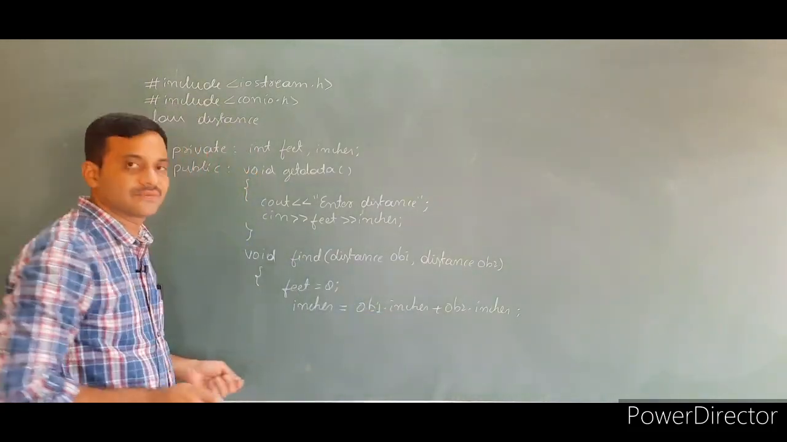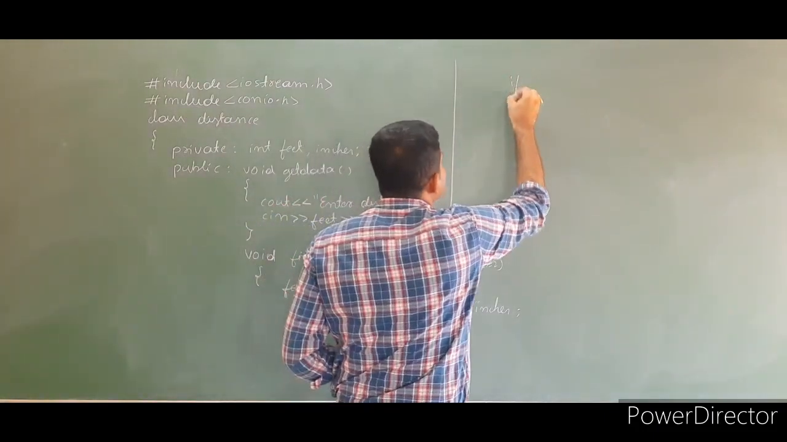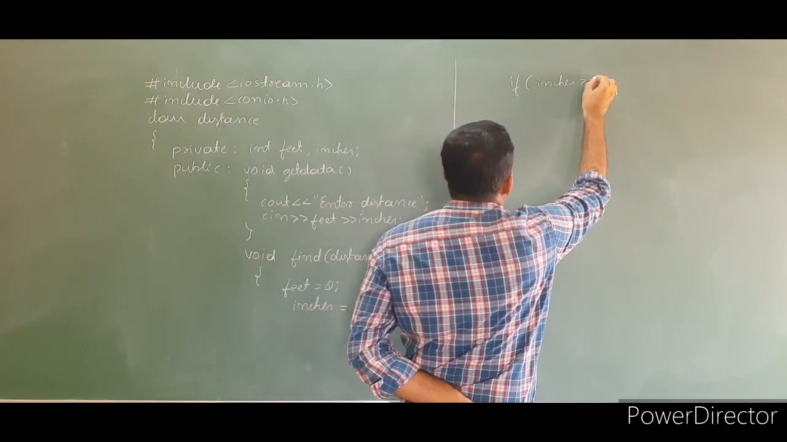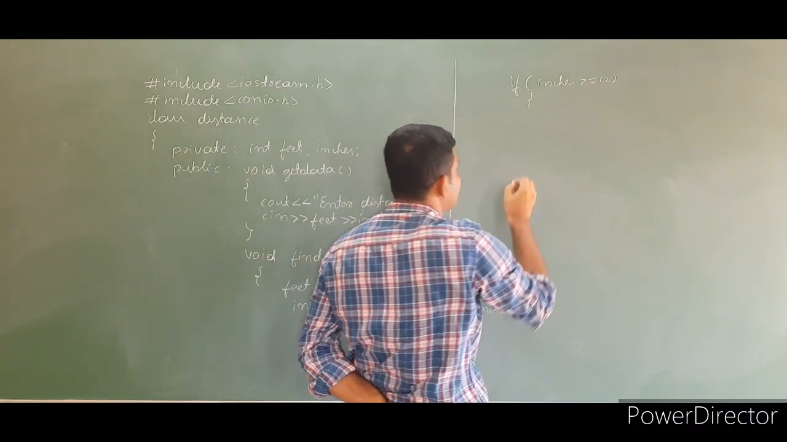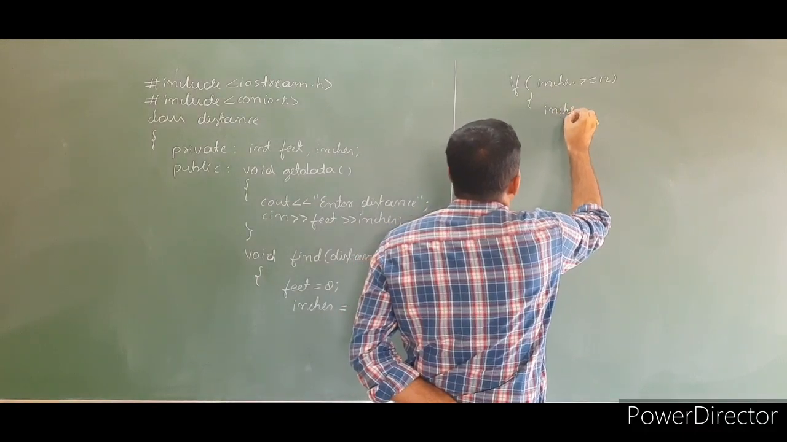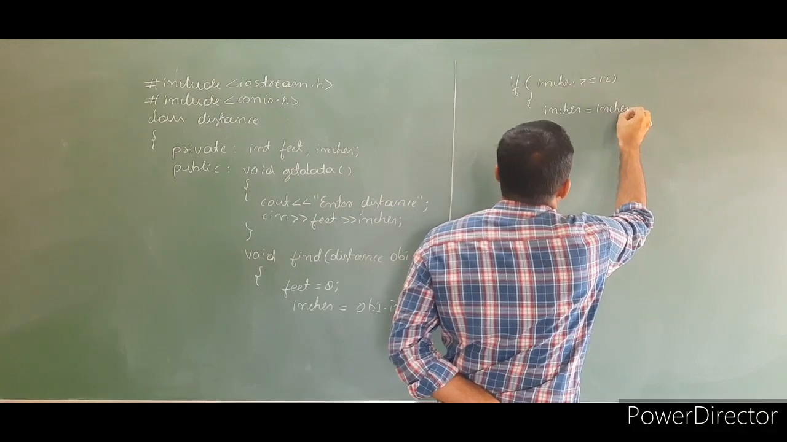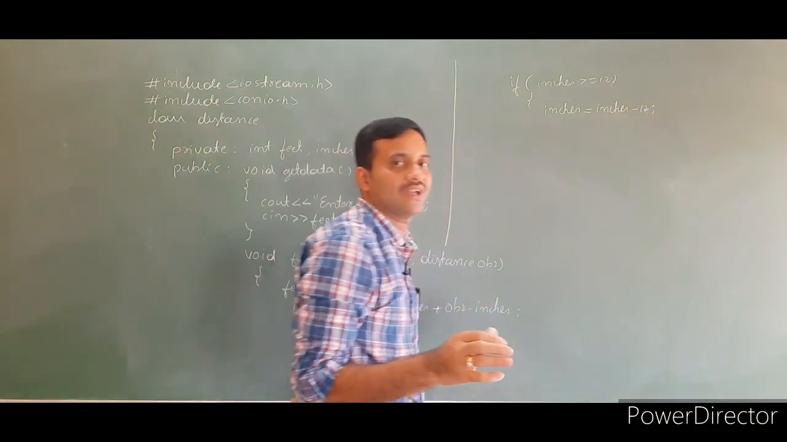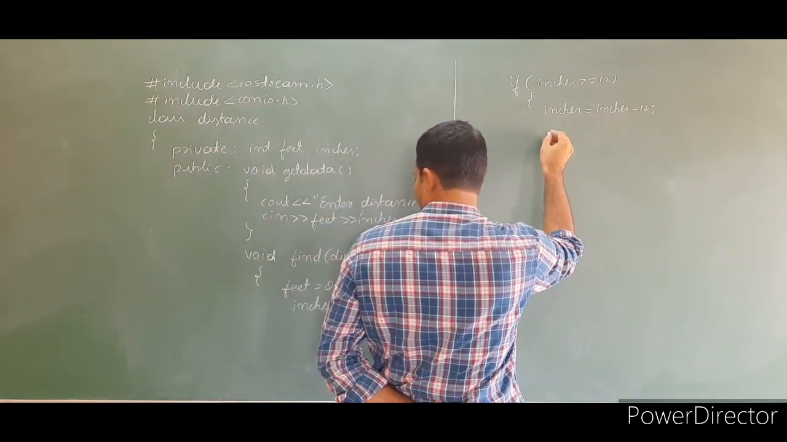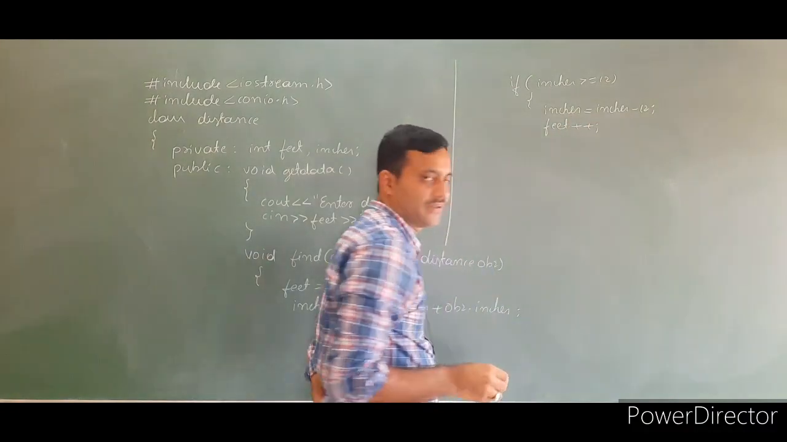After that, we have to verify if the inches is greater than 12. If inches is greater than or equal to 12, then inches equals inches minus 12. We have to reduce the 12 inches from the given inches. Then at the same time, feet plus plus. We have to increase the feet.